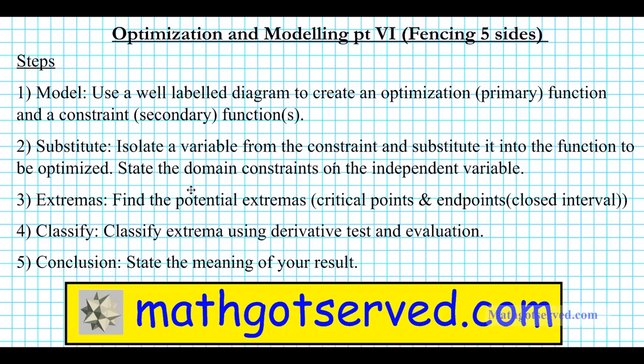In step 3, we'll go ahead and find our potential extremas, which are the endpoints if the interval is closed, and our critical points. Step 4, we'll go ahead and determine which of those critical points yields our extrema, and then we'll verify our result using the second derivative test. Lastly, we'll state the meaning of our solution within the context of the problem.